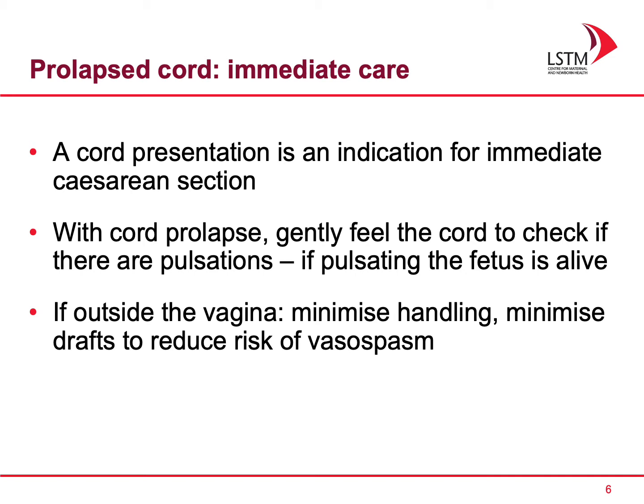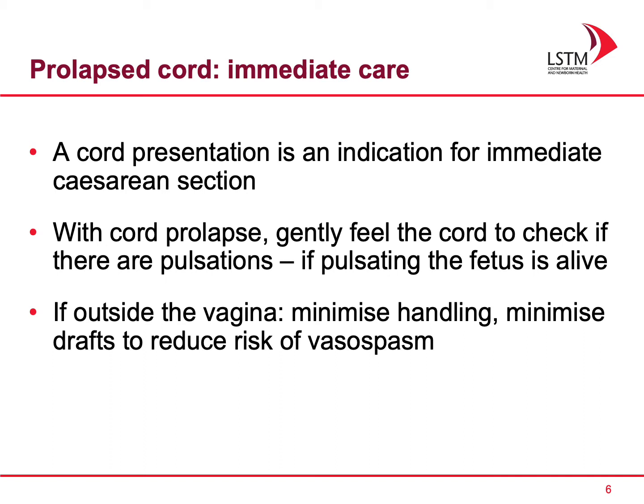What is the immediate care for cord prolapse? A cord prolapse is an indication for immediate cesarean section. With cord prolapse, the first thing is we shout for help, and when we're calling for help, we inform the theater team, the nurses, and our seniors on the floor that we have a cord prolapse. Now the person who is managing will gently feel the cord to check if it is pulsating. If the cord is pulsating, then the fetus is alive.